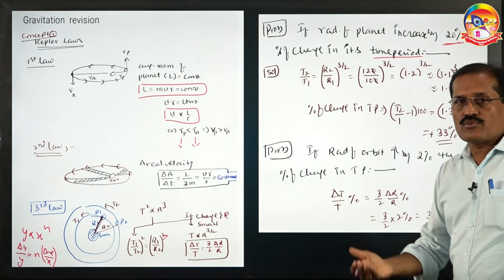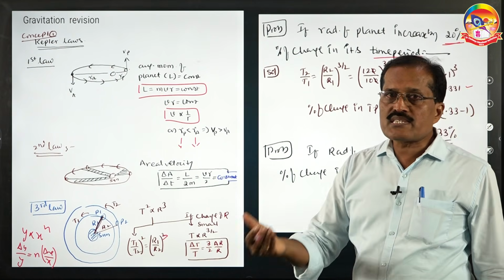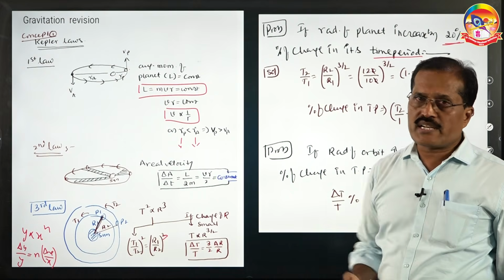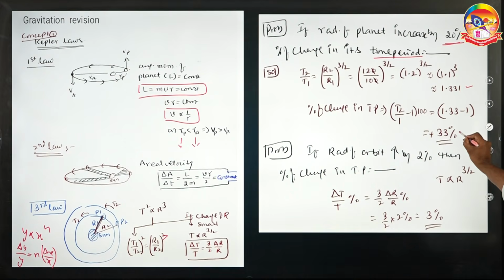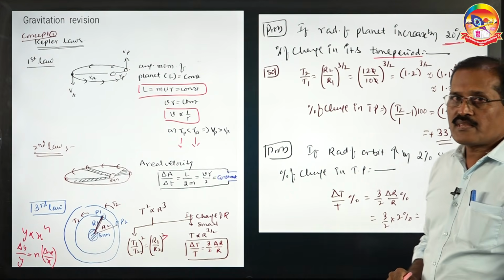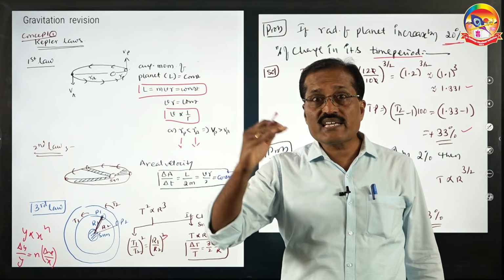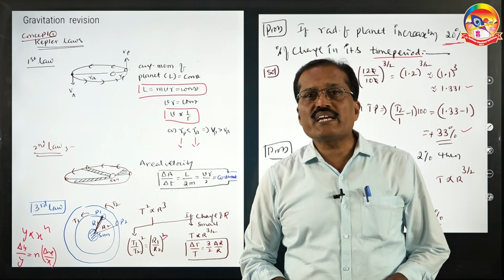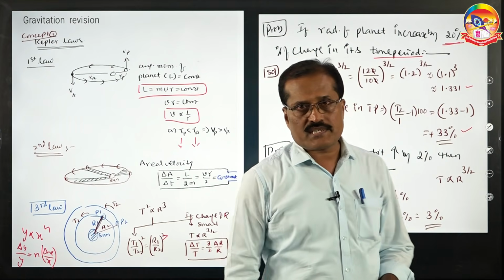Percentage of change formula, you know children, in any part of the science, percentage of change is change by original into 100. We can write it, which is equal to approximately 33%. If the radius increased by 20%, the time period increased by approximately 33%.